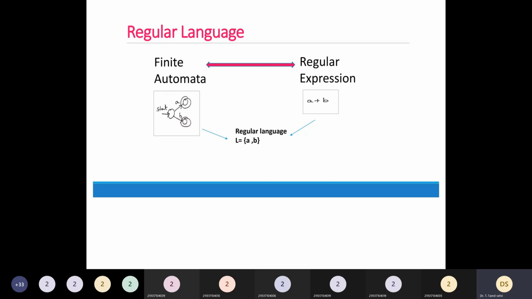So see here we have one small diagram now. In this we have the start state and then two different edges with the input symbols A and B. Either you can go from the start state to the next state via A, or from the start state to the next state via the input symbol B. So this is the finite automata representation. We can represent the same thing with the help of our regular expression. Here the regular expression is A plus B, so that the regular language L equals either A or B.